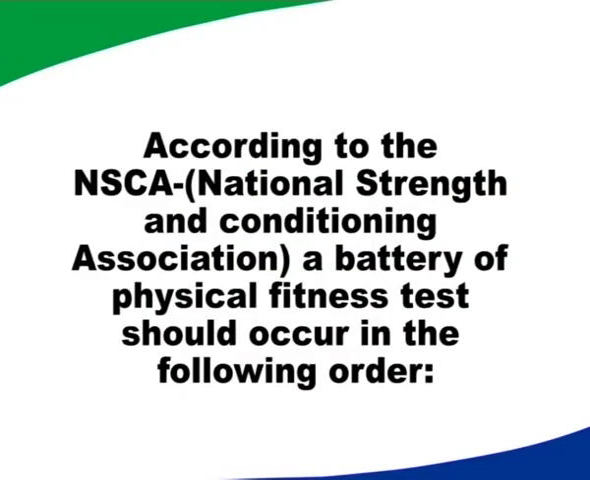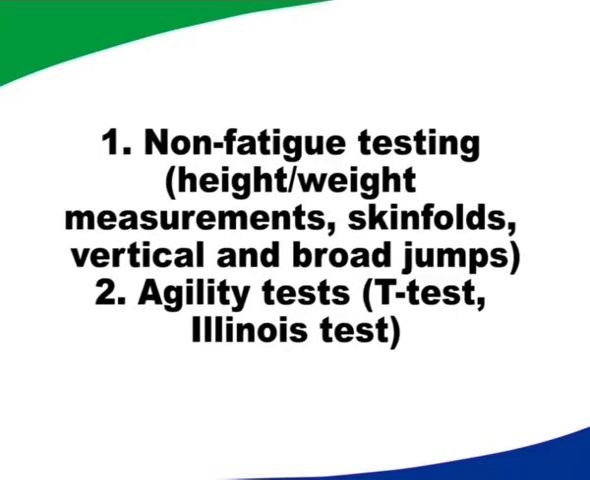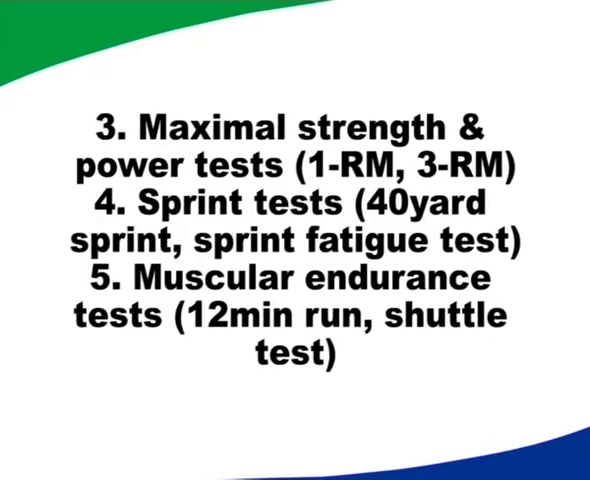Test order. According to the NSCA, the National Strength and Conditioning Association, a battery of physical fitness tests should occur in the following order: non-fatiguing tests, height and weight measurement, skin folds, vertical and broad jumps; agility tests, that include the T-test and Illinois test; maximum strength and power tests, 1 RM, 3 RM; sprint tests, 40-yard sprint; sprint fatigue test; muscular endurance tests, 12-minute run, shuttle test.